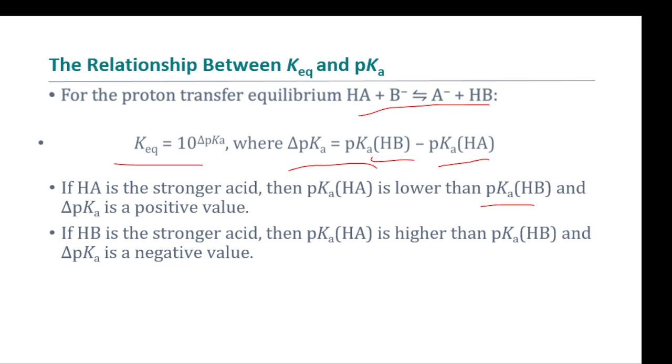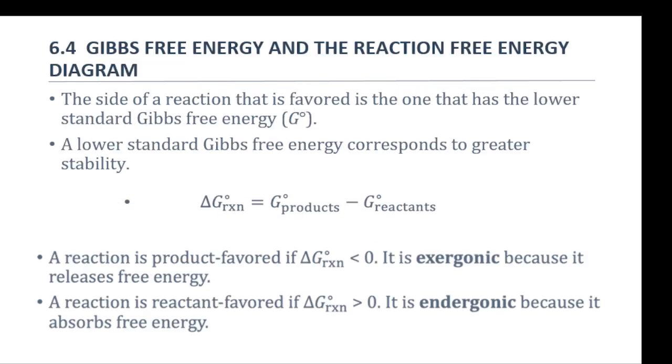This also works nicely to feed into any energy equation. So if you want to figure out the energy differences between the two, you'll end up having to calculate this. Okay. Anyways, HB is a stronger acid if the pKa for HA is higher than HB, i.e. the pKa difference is a negative value. So let's talk about why things are the way they are.